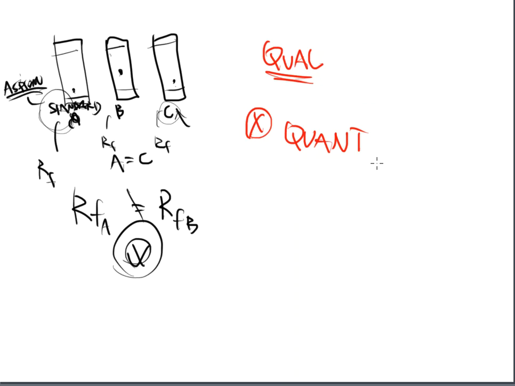Quantifying would be figuring out how much of that is actually present. And that's where the other chromatography instrumentation comes into play. So, TLC, pretty simple, pretty cheap, pretty quick. I can qualitate it, but I can't quantitate it.